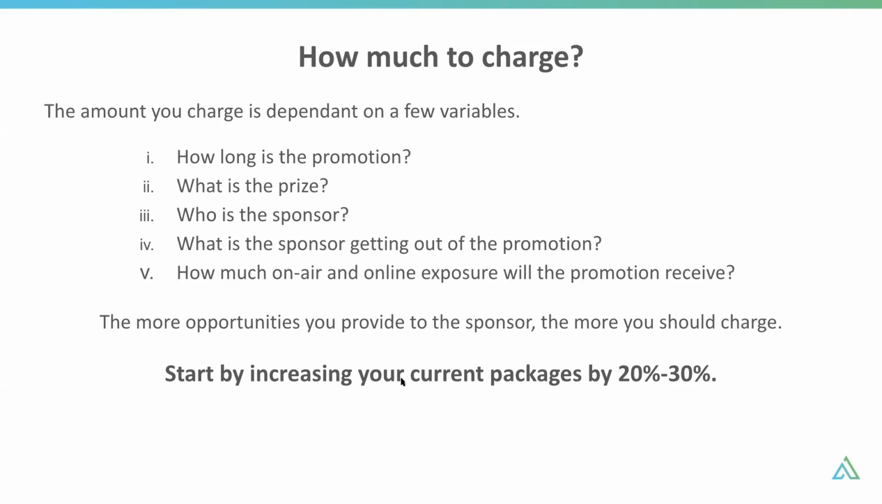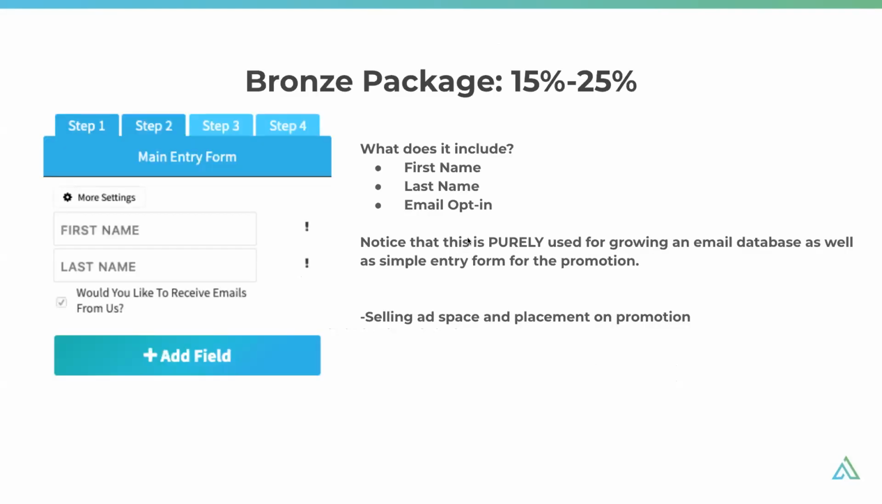These next three examples, I like to break them down into three categories, like bronze, silver, and gold. For the bronze package, I would suggest this is a simple email opt-in, first name, last name, email. So you're really just trying to grow an email database. For something this simple, purely showing ad space and collecting an email opt-in, I would just increase it by 15 to 25%. And you would be surprised, that might be your sponsor's goal. All they want is to grow their email marketing list. So being able to be flexible and say, hey, we can do just that.